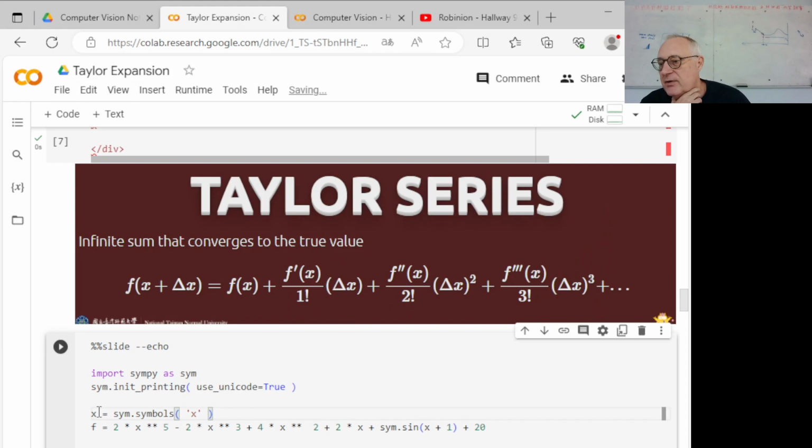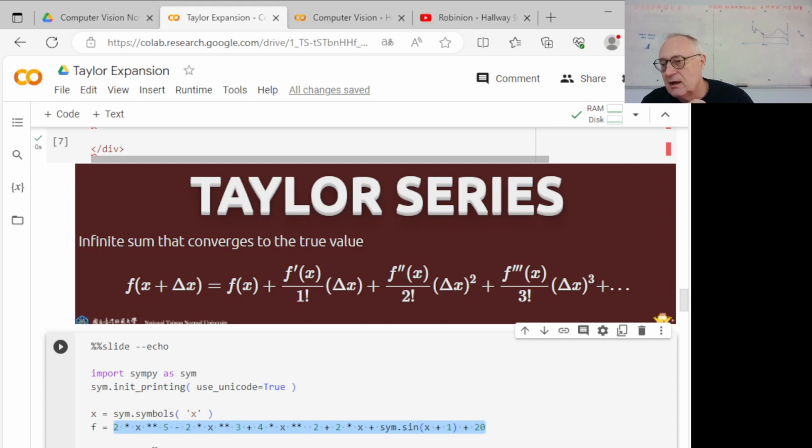Then we define a variable x, which has the symbol x, and then I can define a function: 2x to the power of 5 minus 2x cubed plus 4x squared plus 2x plus sine of x plus 1, plus a constant term of 20.